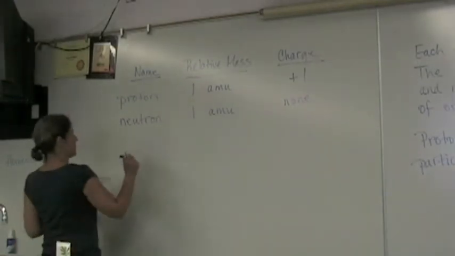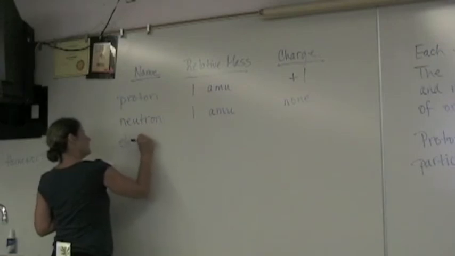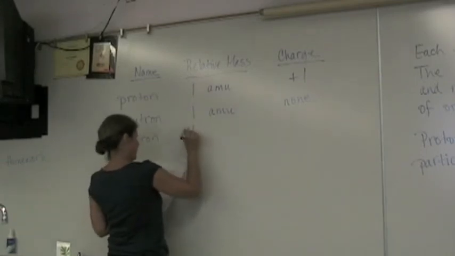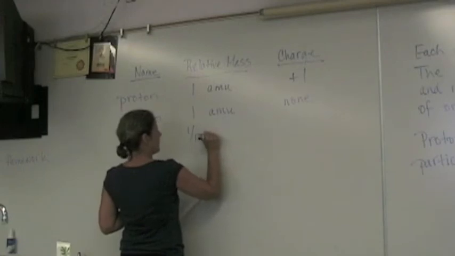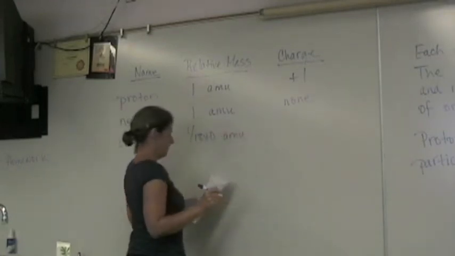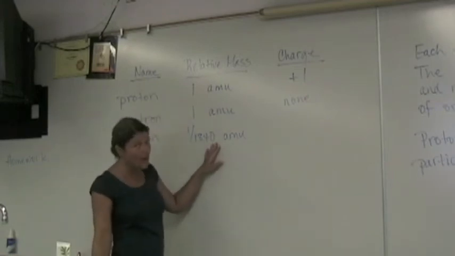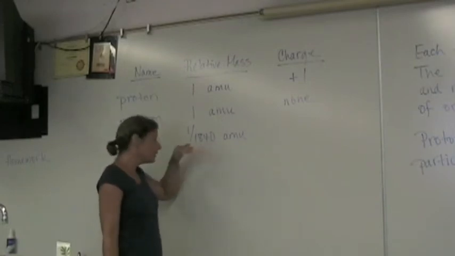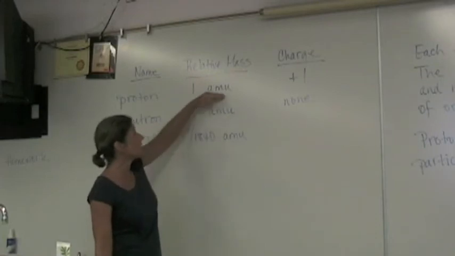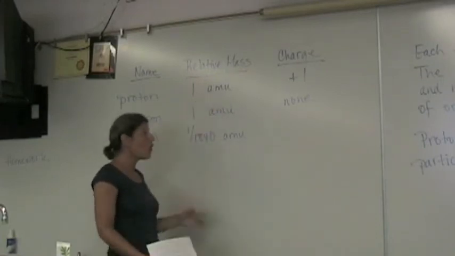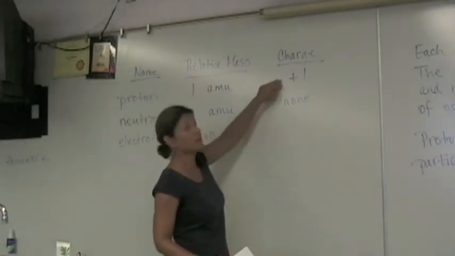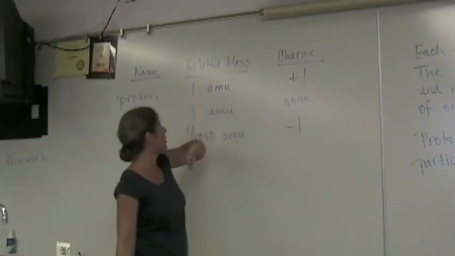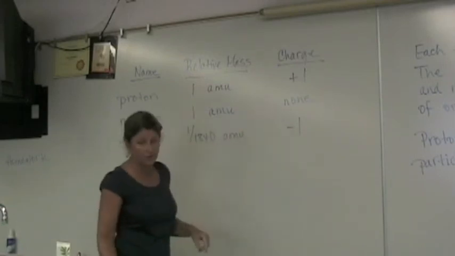And finally, we have the electron. And its mass is 1,840th atomic mass unit. Tiny in terms of mass. But does it have charge? Oh yes, it has charge. So even though it's got this little tiny mass compared to the proton and the neutron, its charge is equal but opposite in magnitude to a proton. So its charge is -1. Okay, so electron has a negative charge, proton has positive charge, and neutrons have no charge.